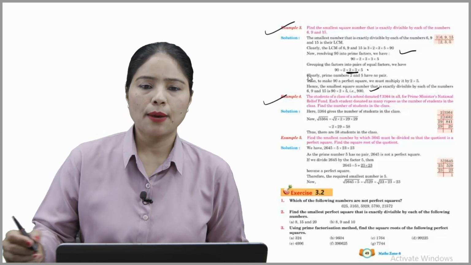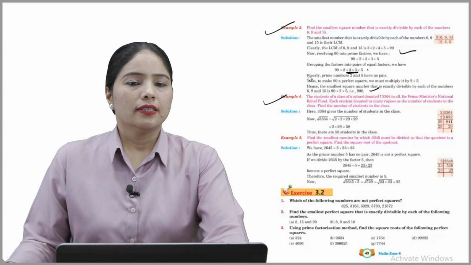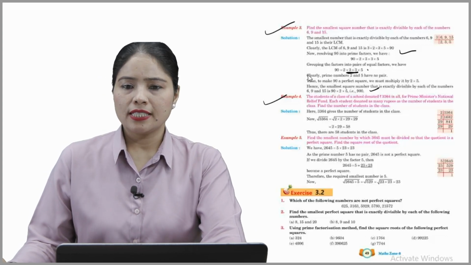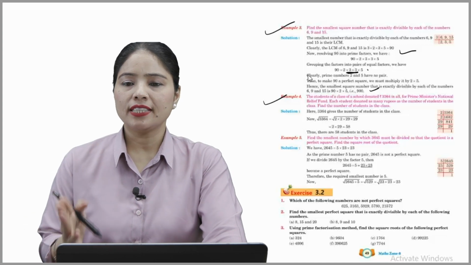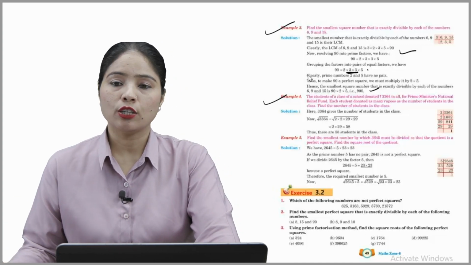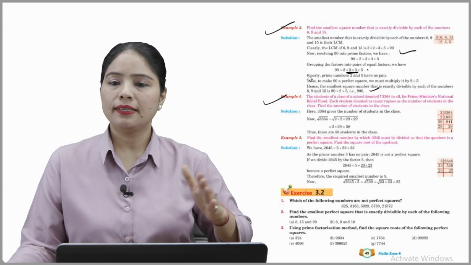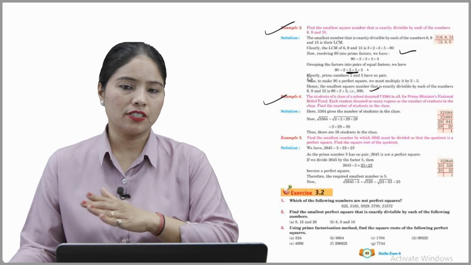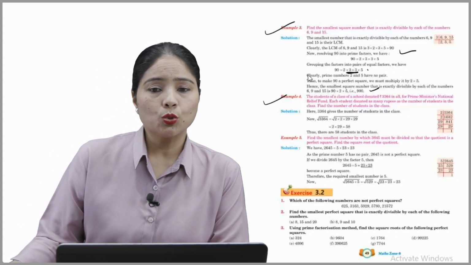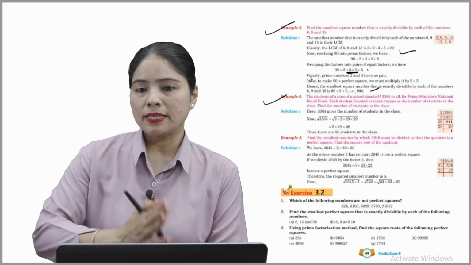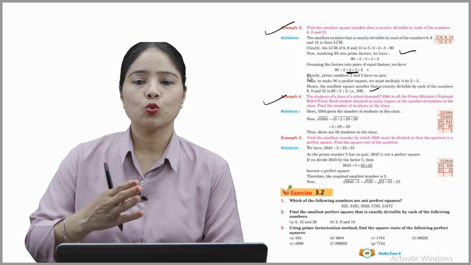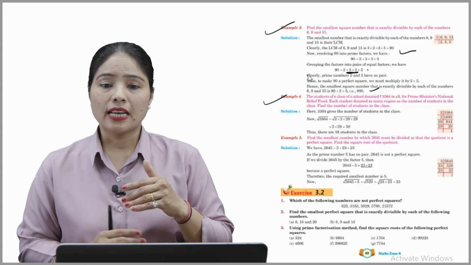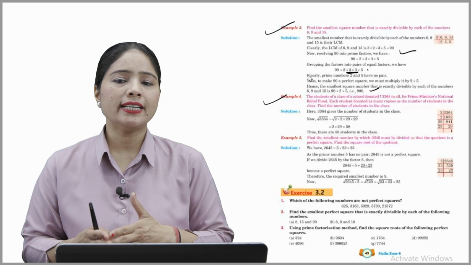Now example 4. The students of a class of a school donated rupees 3,364 in all for the Prime Minister's National Relief Fund. Each student donated as many rupees as the number of students in the class. Now find the number of students in the class.